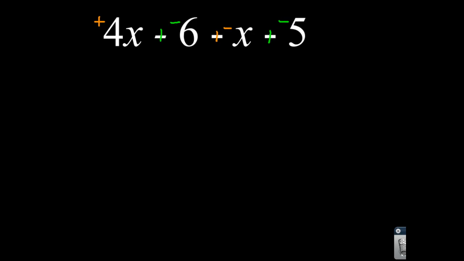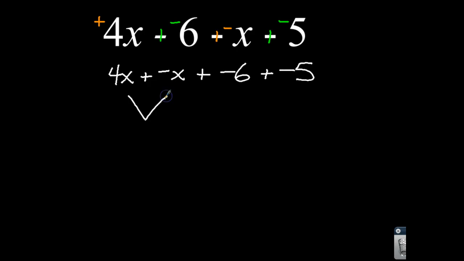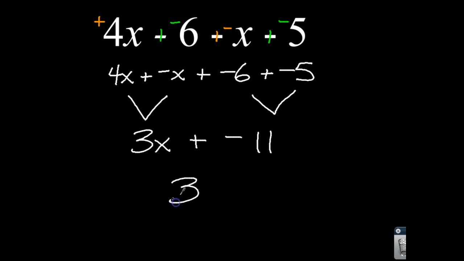Now, I'm going to rewrite this so that all of my terms are together. So I have positive 4x plus negative x plus -6 plus -5. And now I can go ahead and combine my like terms. 4x and -x makes 3x. And I'll have -6 and -5 is -11. Okay. If I want to write this a little bit simpler, 3x minus 11.